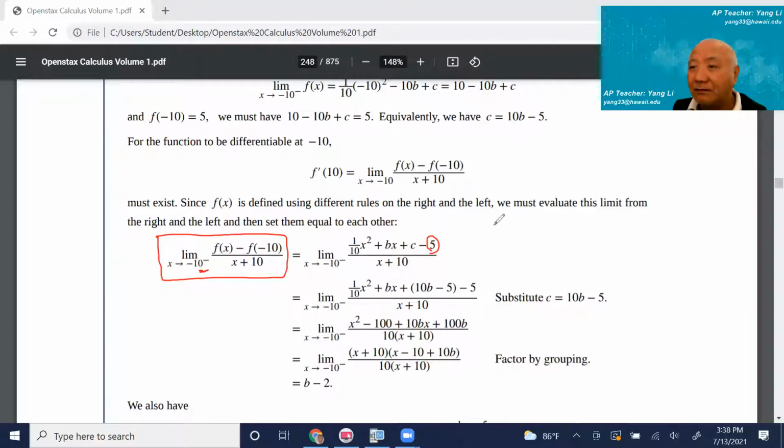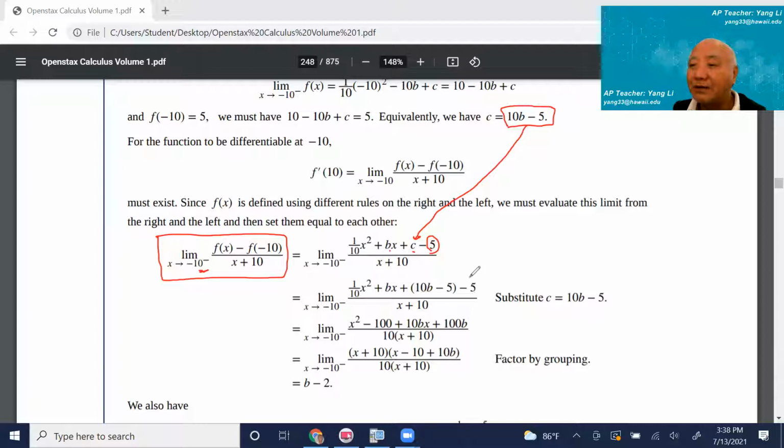And then, because here you have a B and a C there, see that? What we need to do is plug in this C in terms of B, put it here. So you're going to have the limit as x approaches -10 from the left side equal to this one, because you just plug it in. And then the rest of the work is simply simplifying.